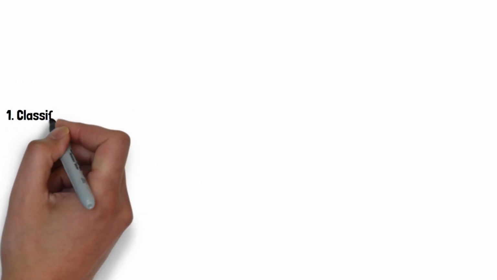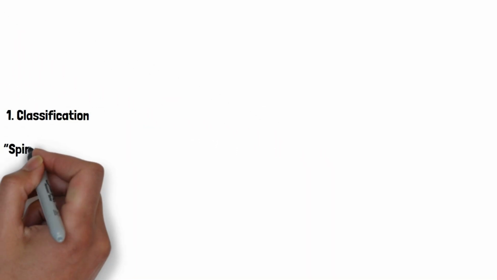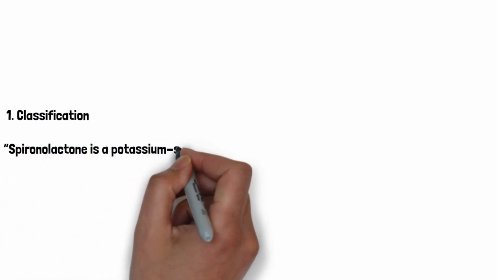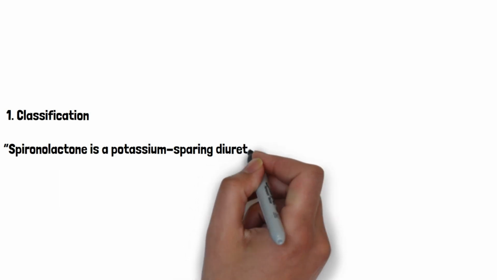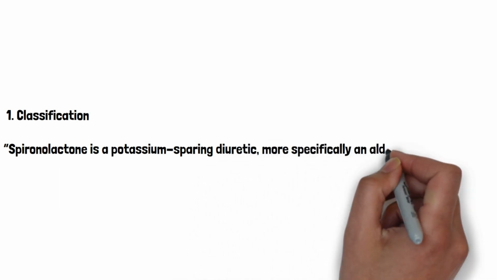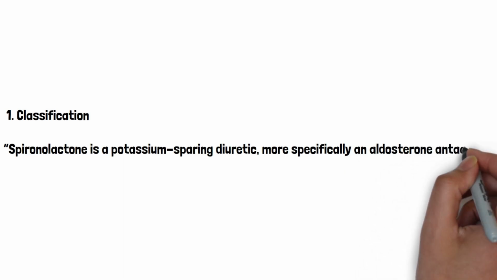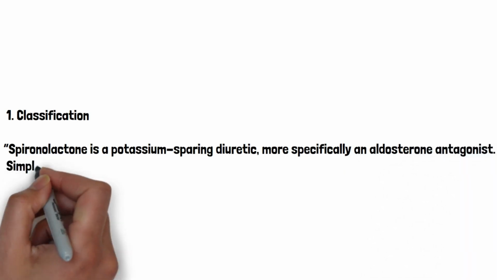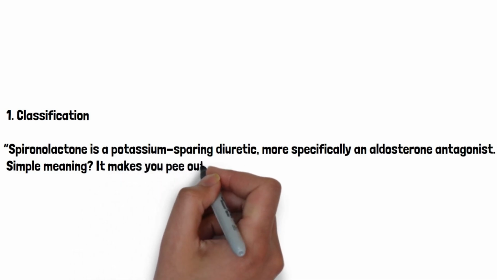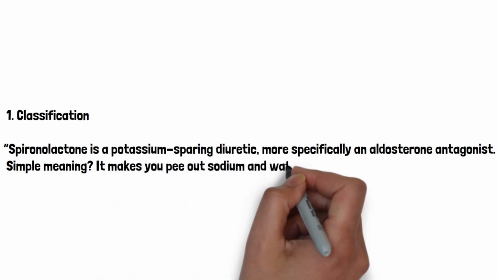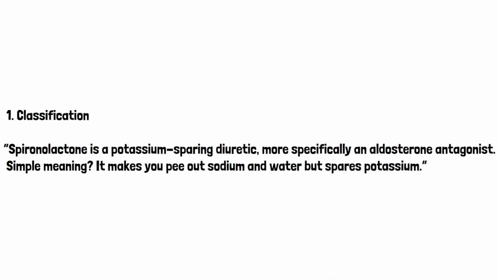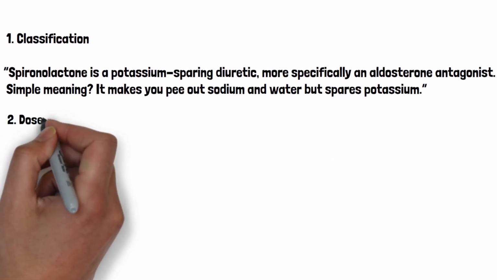First, let's classify the drug. Spironolactone belongs to the group of diuretics, medicines that increase urine output. Within diuretics, it is specifically a potassium-sparing diuretic, which means, unlike other diuretics, it does not waste potassium. And more precisely, it is an aldosterone antagonist. So the full classification is diuretic to potassium-sparing to aldosterone antagonist.